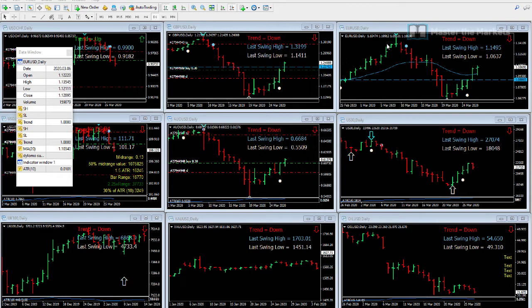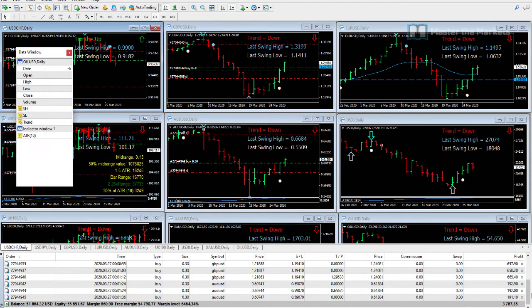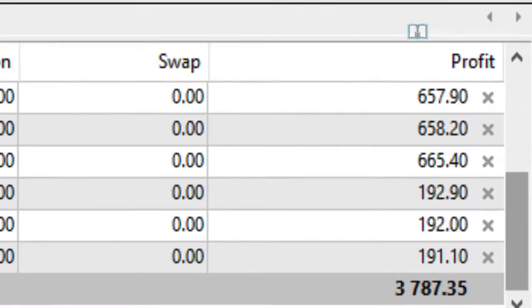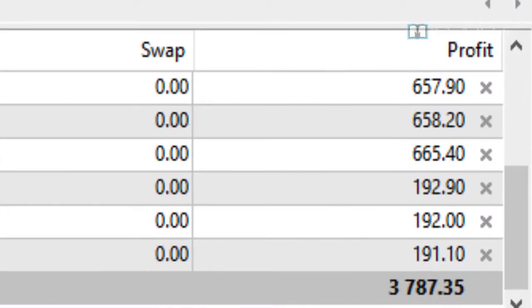Today is the 27th of March 2020, and it also marks the current situation of COVID-19. The markets are moving enormously. We're seeing really big market moves, and let's see how we can take advantage of them. Today, traders, I've got about 12 positions set up, and overall it's about 3,787 pounds up at the moment.